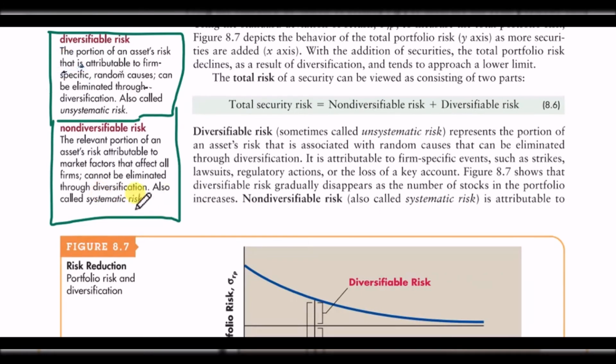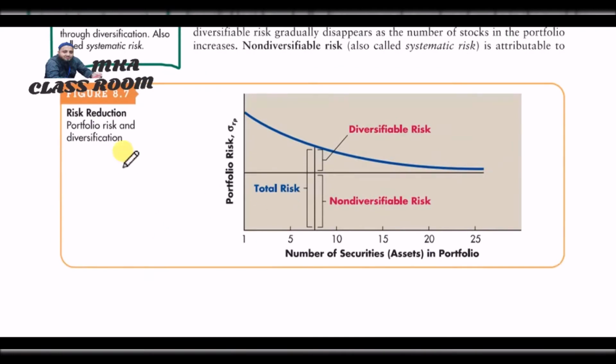So non-diversifiable risks cannot be eliminated through proper diversification, or if you make a portfolio, you still cannot eliminate them. You have to bear these risks, and this risk is called systematic risk. So here is the graph to understand systematic and non-systematic risks, or diversifiable and non-diversifiable risks.